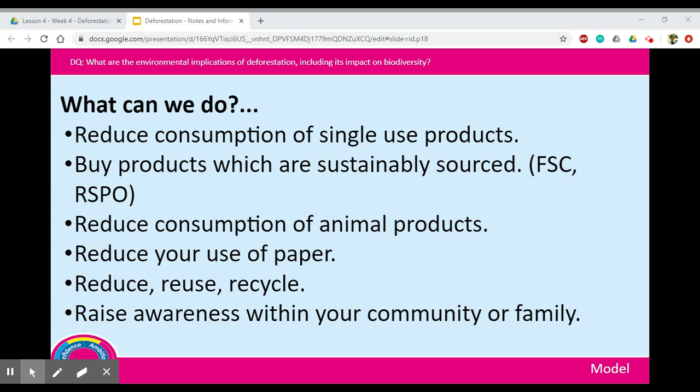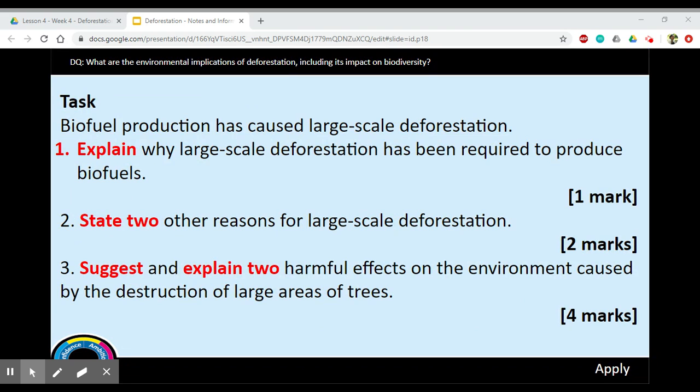Okay, so next thing we're going to have a look at is your apply and assess tasks. So here are some questions. Biofuel production has caused large-scale deforestation. I need you to explain why large-scale deforestation has been required to produce biofuels. Only 1 mark for that one, so only spend about a minute on it.